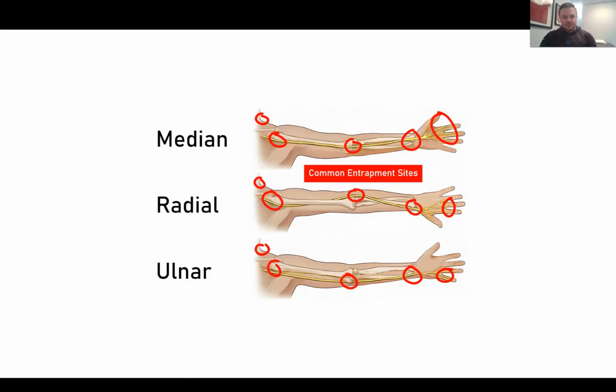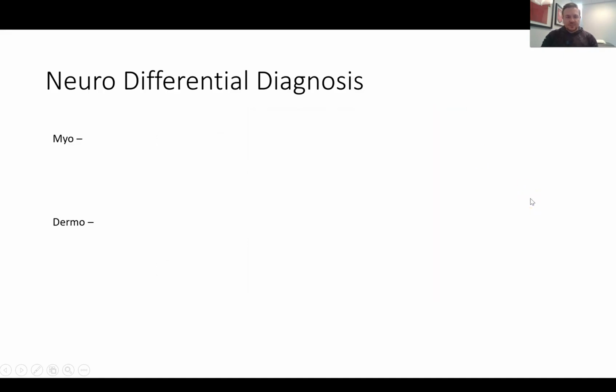So, good. Here's just another schematic of possible entrapment sites. Of course, you got the neck, you got the brachial plexus, you got around the elbow, you got around the wrist, and you got fingers. So I want you to think about, what does myo mean and what does dermo mean? And those should be pretty obvious to you at this point.